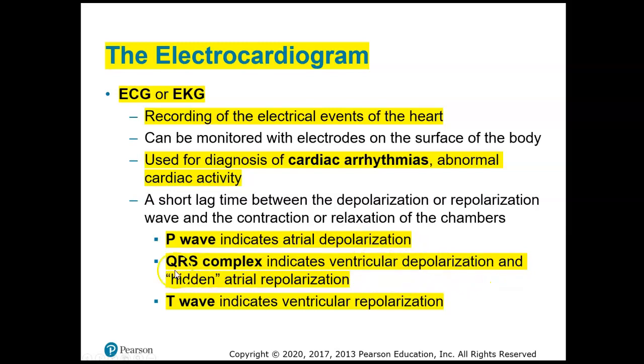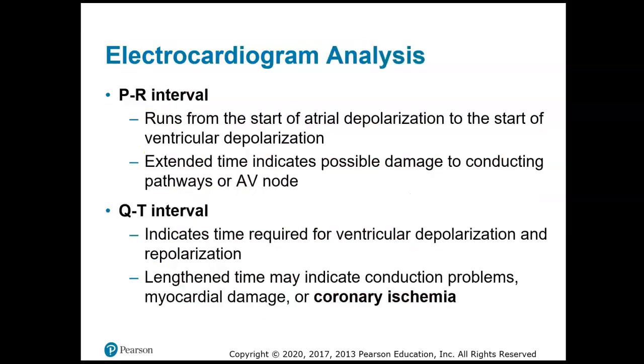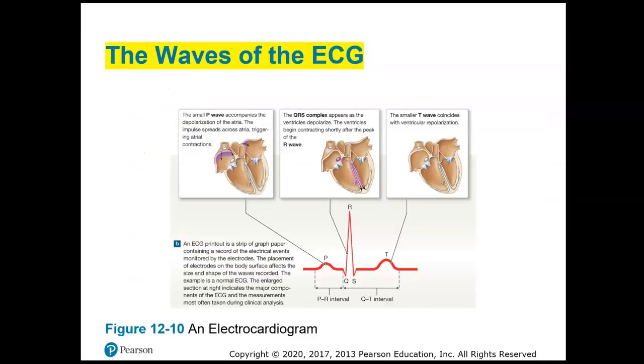What is hidden in the QRS complex is the atria are relaxing, and that's atrial repolarization that leads to the relaxation of the atria. Then you have a T wave that indicates the ventricles are about to relax, and that's called ventricular repolarization. And you can look here, here's your P wave, the atria are about to contract. The QRS, the ventricles are about to contract. The T, the ventricles are relaxing.